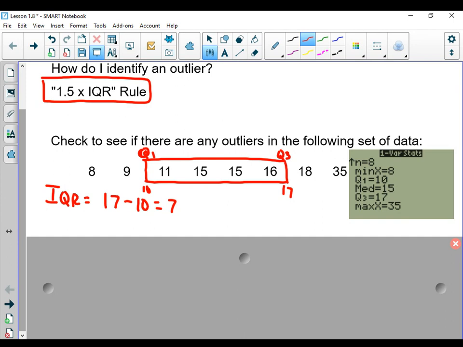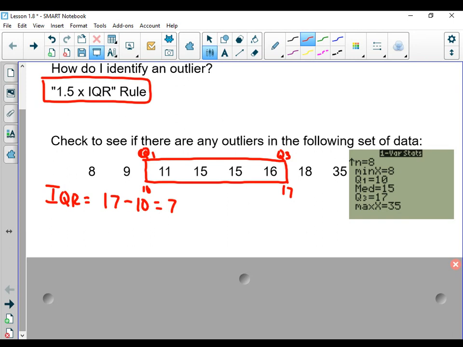Well, this rule says I want to take 1.5 times whatever the IQR is. So we just decided the IQR was 7. So I'm going to take 7 times 1.5. And if I do that, I'm going to end up with 10.5. Now, 10.5 is not my marker, but it's something I'm going to use.